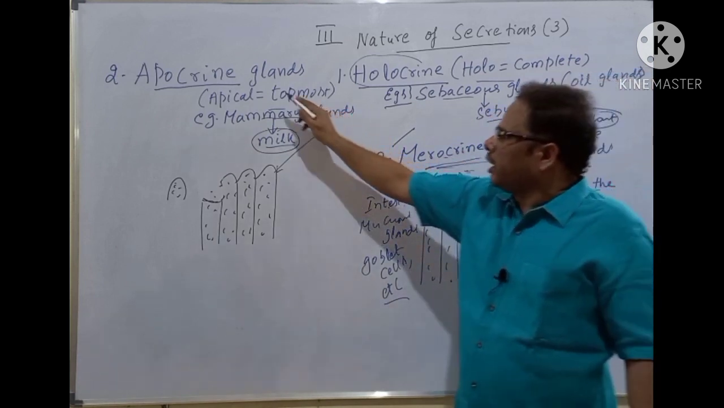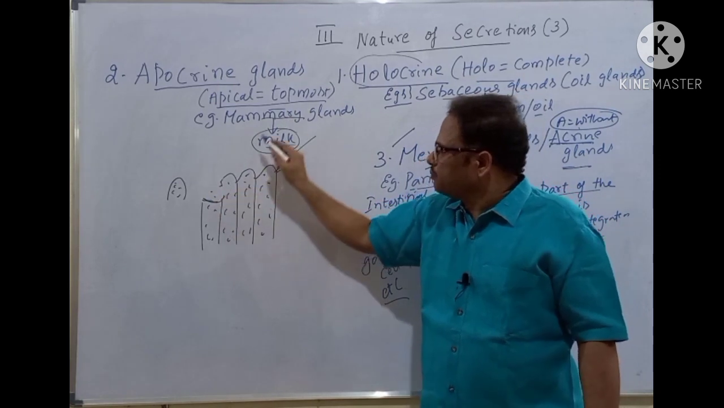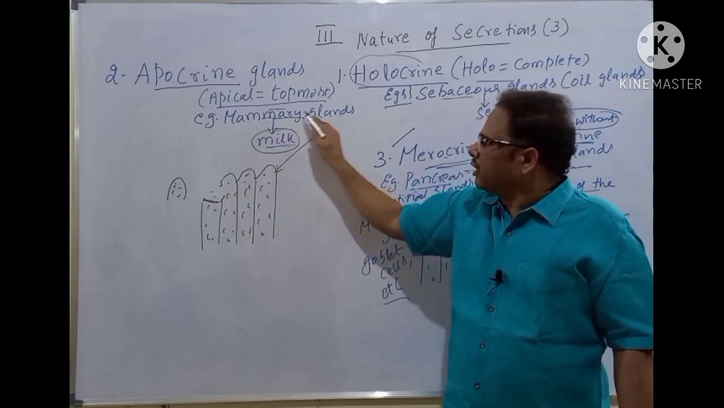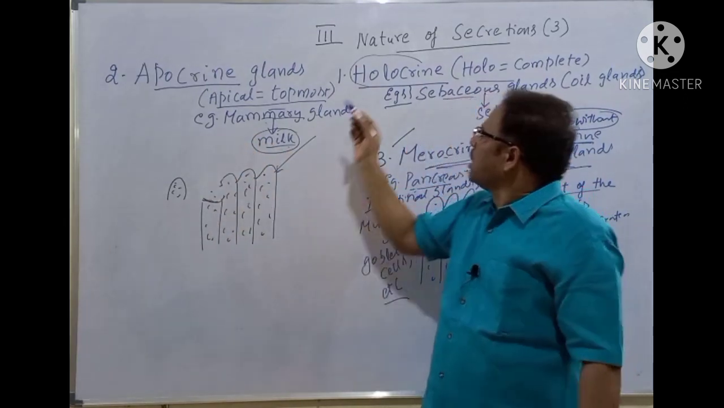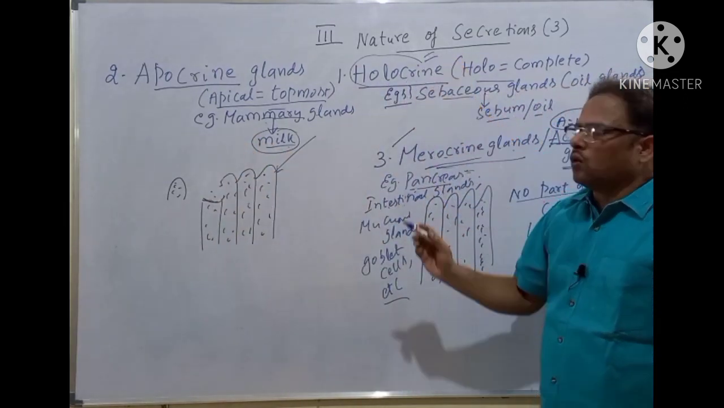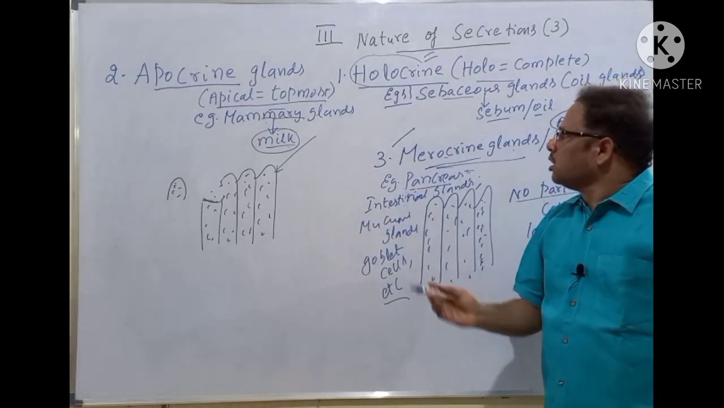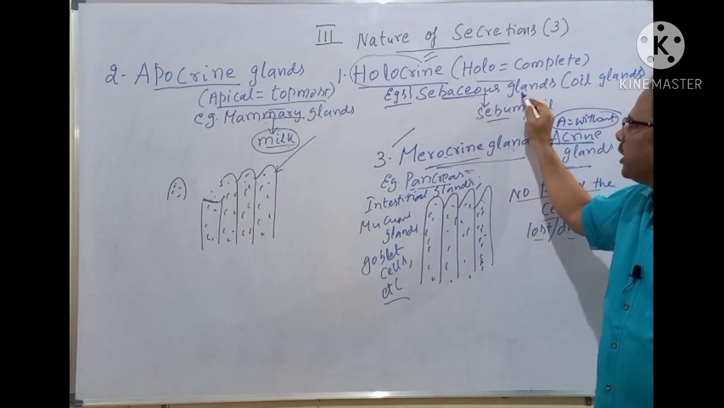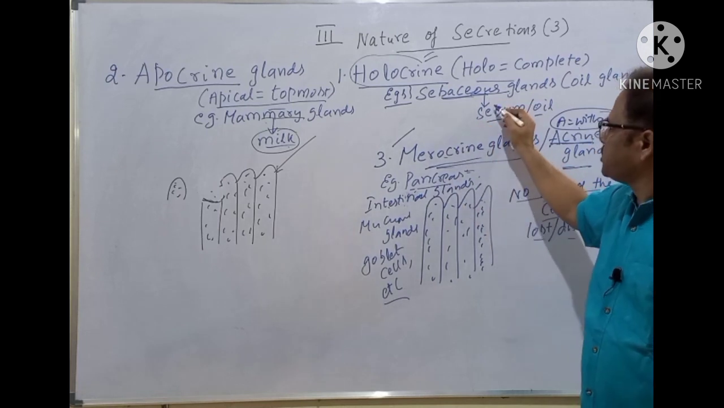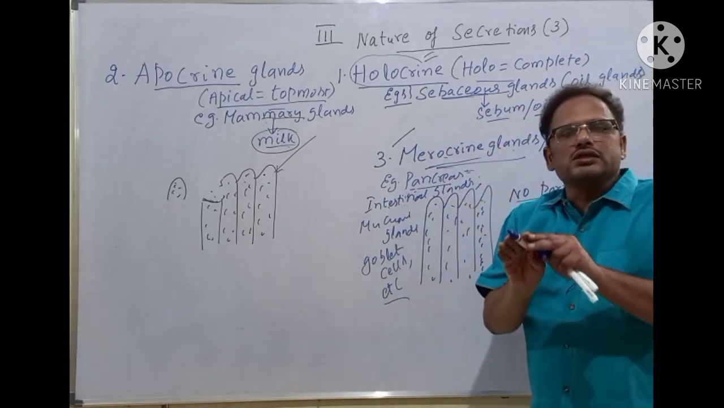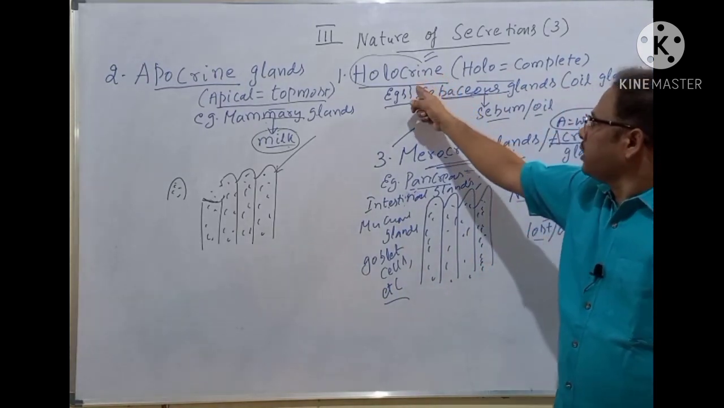Whereas in the apocrine, only the apical part, topmost part, is lost. For example, during the secretion of milk, the mammary gland cell loses the apical part like this. Whereas in the case of holocrine, holo means complete. Complete cell is disintegrated. Total cell is lost. Example, sebaceous glands or oil glands. The sebaceous glands contain different cells. During the secretion of sebum, the total cell is disintegrated. That's called the holocrine glands.